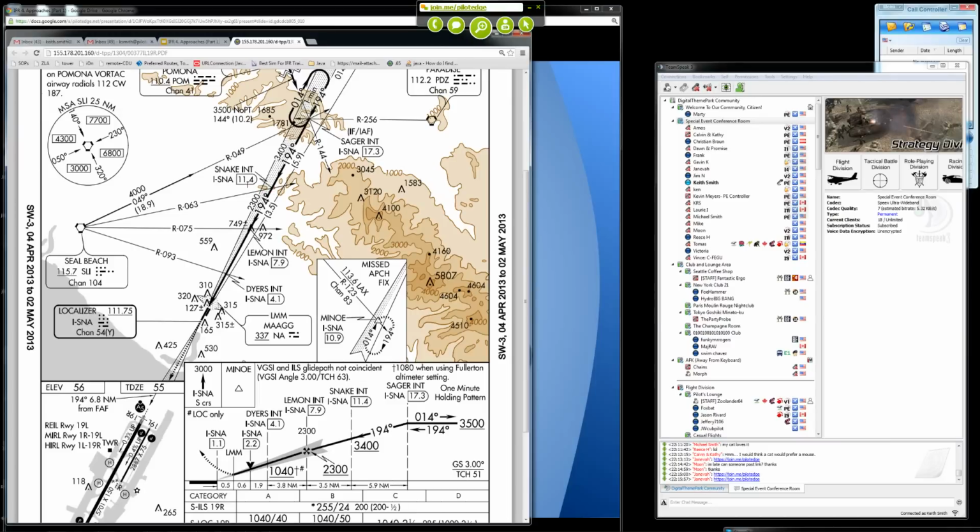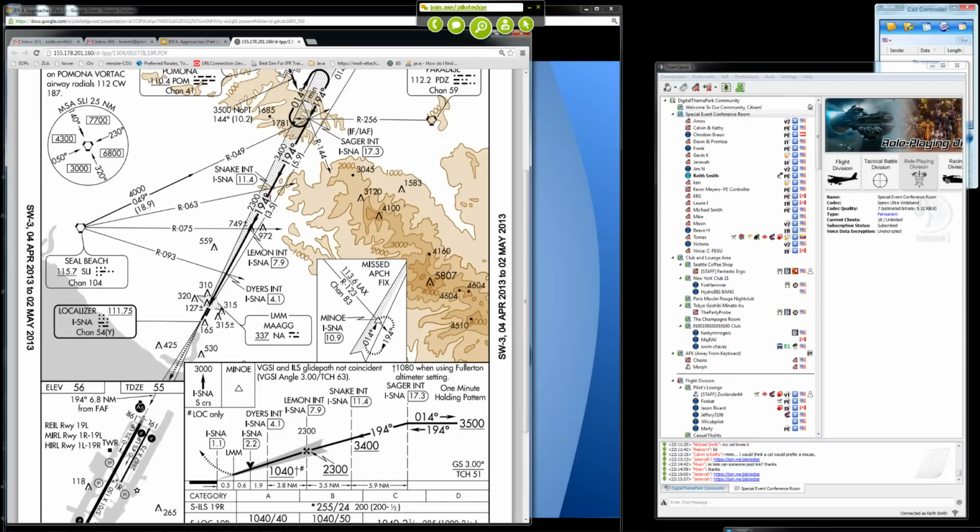The second way is to use DME off of the localizer, and you can see that Snake is 11.4 DME on the localizer. And the third way of identifying it would be if you had a GPS system, you could enter Snake. Or in fact, if you were to load the procedure into your GPS, which would be the recommended way of doing it, it will load the whole sequence of Sager, Snake, Lemon, Dyers, etc. So those are the 3 ways you could identify Snake. After Snake, we can drop down to 2,300 feet. We'll do that until we reach Lemon.